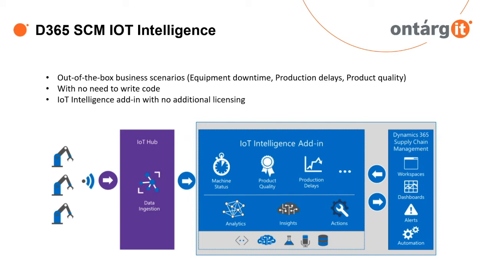The scenario number 2 is called equipment downtime. If on the shop floor we have equipment that periodically sends idle messages to the IoT hub, then after setting up this scenario, Dynamics 365 will automatically notify the responsible employee that equipment is idle, where a particular production job is executed, and it's necessary to send a service engineer to this equipment.